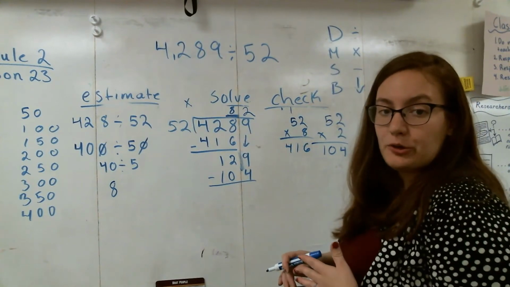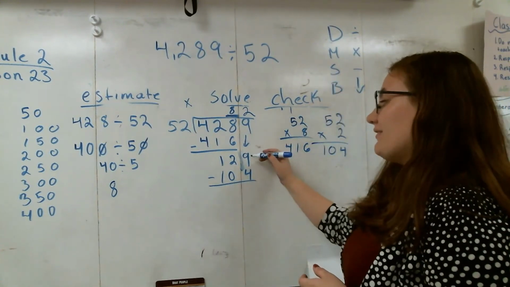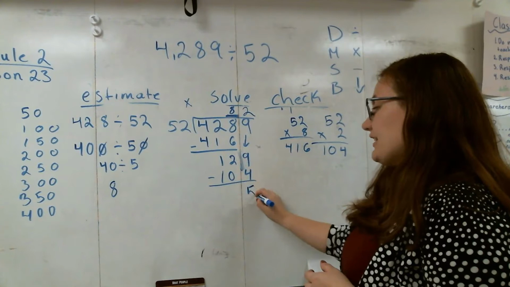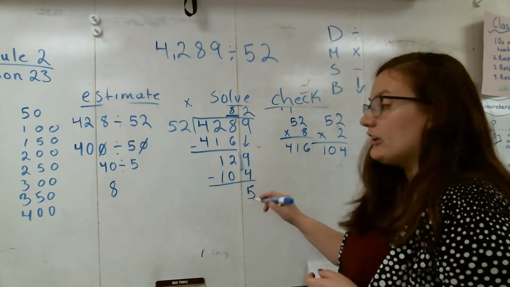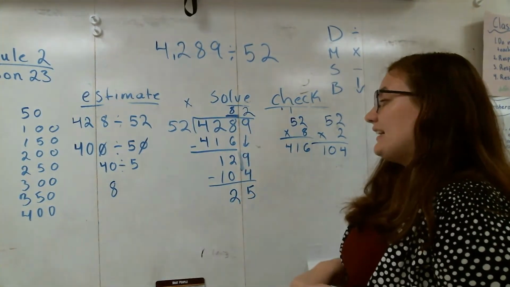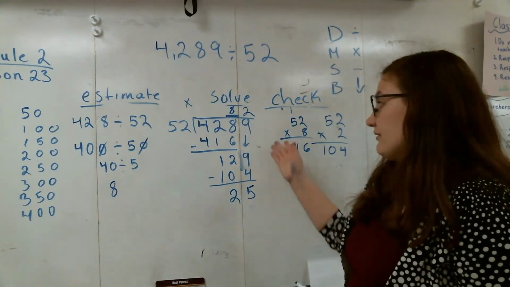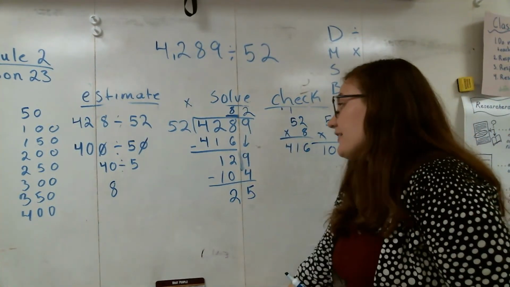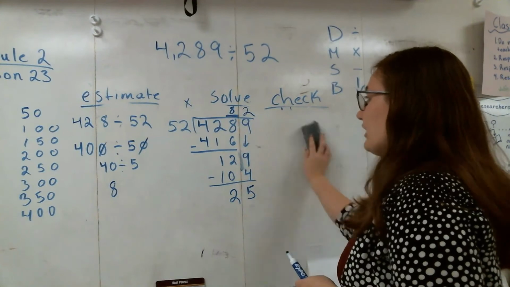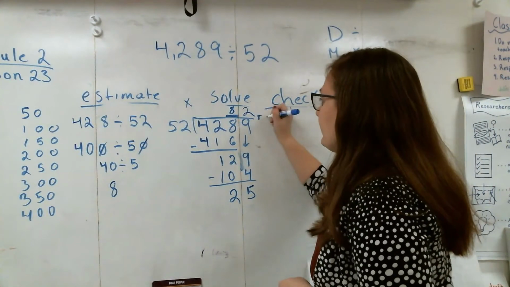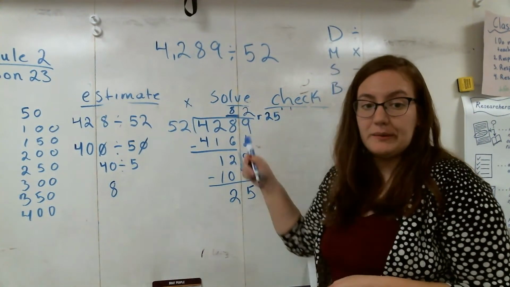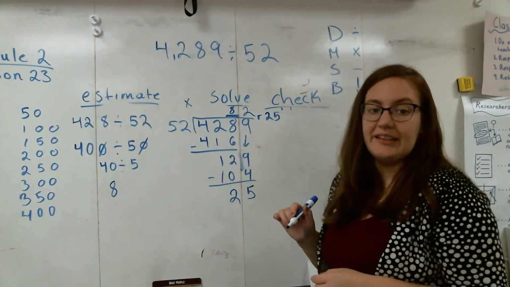So now we're going to subtract. We're on our subtract step. So we have 9 minus 4, which is 5. 2 minus 0 is 2. And then this gives me my final answer, because I have nothing left to bring down, of 82, remainder 25. And of course, please make sure you have all of this written down.